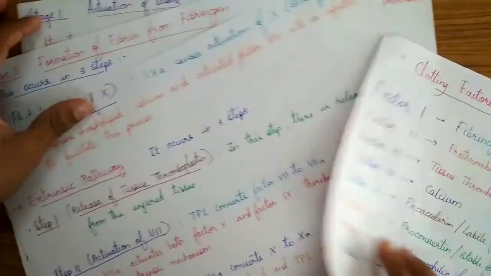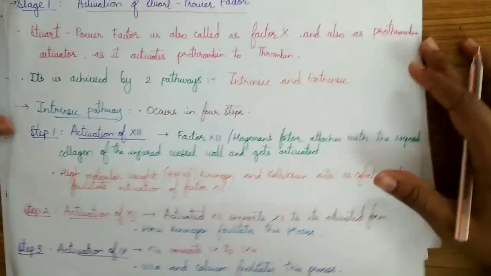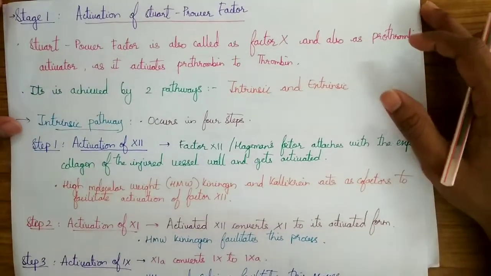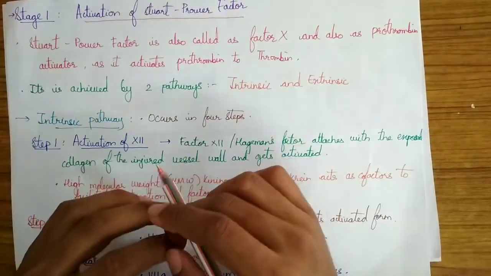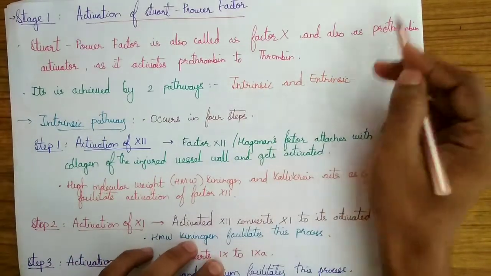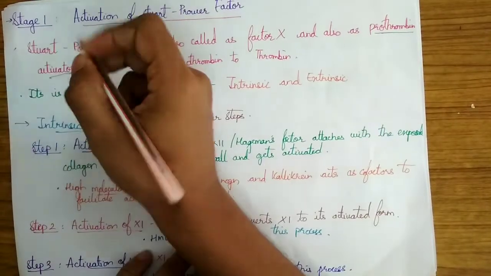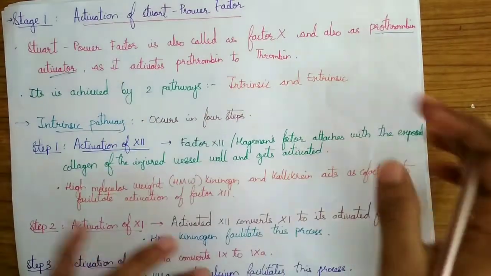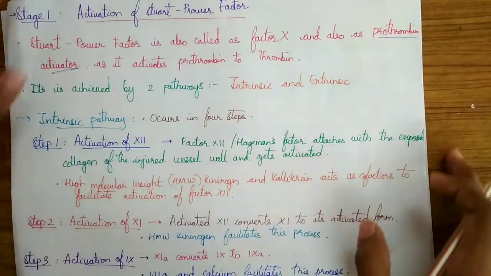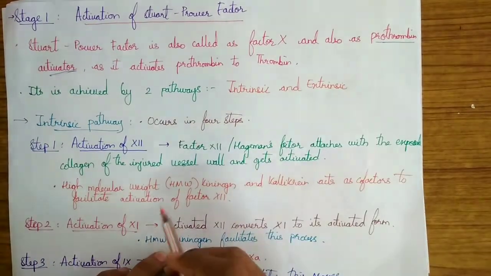So let's start with the stages of the blood coagulation process. Stage 1 is activation of Stuart-Prower factor. Stuart-Prower factor is nothing but factor 10 as you studied now. It is also called prothrombin activator as it helps in activating the prothrombin to thrombin. It is achieved mainly by 2 pathways, intrinsic and extrinsic.